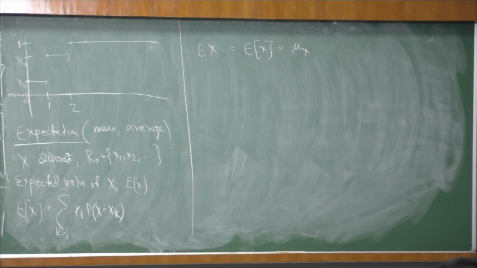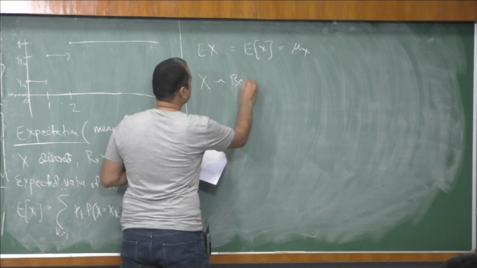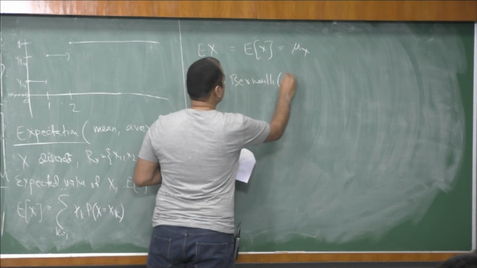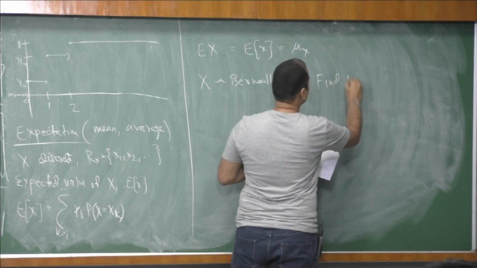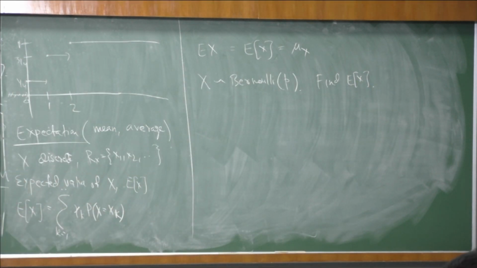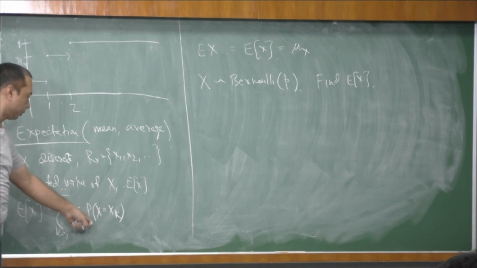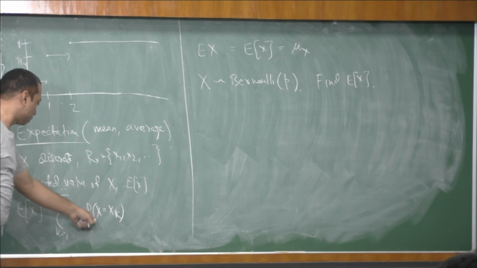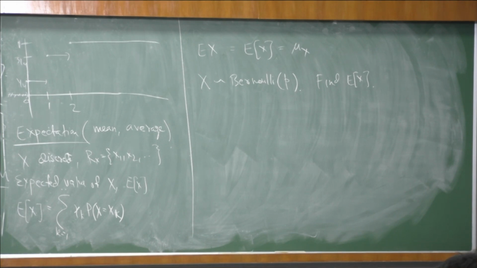Now given a distribution, we can compute expectation. Let us say X follows Bernoulli, then we can ask to find the expectation. To find the expectation, we have to look into this formula. PMF values are known for Bernoulli, and for those values of x, we have to multiply with the PMF values and see what we get.